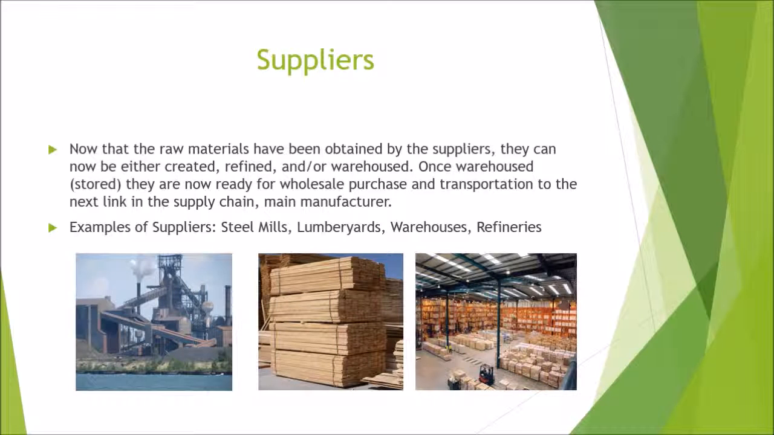Now that the raw materials have been obtained by the suppliers, they can now either be created, refined, and or warehoused. Once warehoused, they are now ready for wholesale purchase and transportation to the next link in the supply chain, the main manufacturer. Examples of suppliers can be steel mills, warehouses, lumber yards, or refineries.